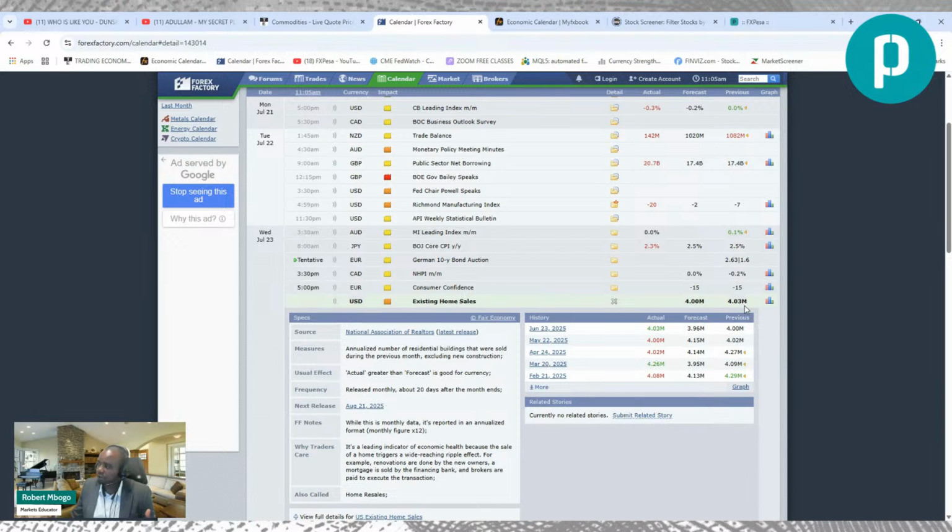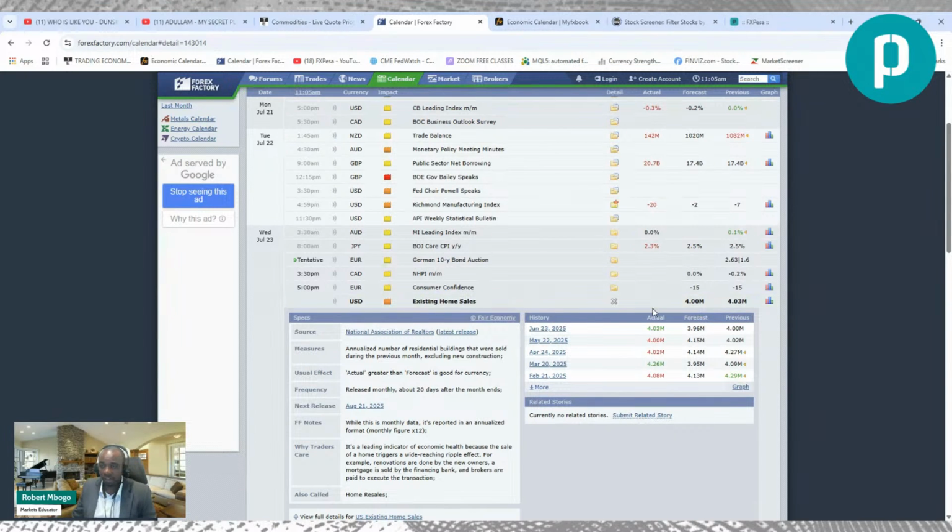So that presents you with a situation where you are able to see, okay, in this case, the previous number was 4.03 million houses sold, right? And the forecast is that this time around it will be 4 million. So we are expecting the actual number for the previous month, right? If the number is higher than this, that will be good for the dollar. The dollar will strengthen, right?